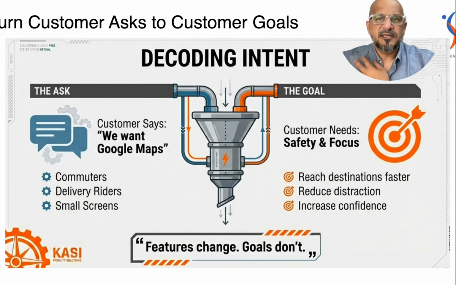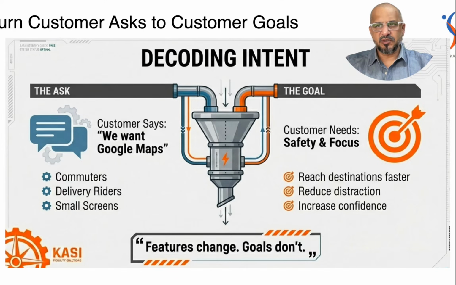All right. Then the next thing is, why is my customer asking me for Google Maps at all, right? It's very important to understand that part: why is it important at all for my customer to get Google Maps? This step is typically called decoding of intent, or understanding the motivation of the customer.